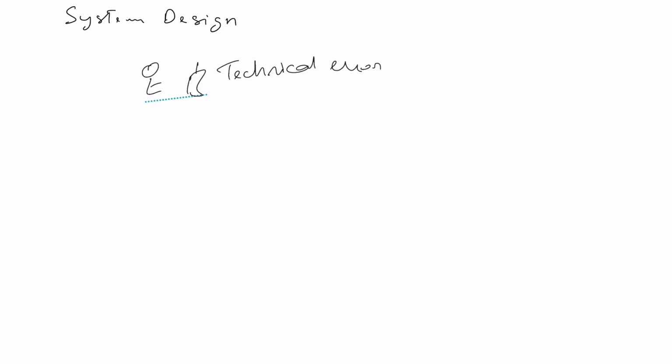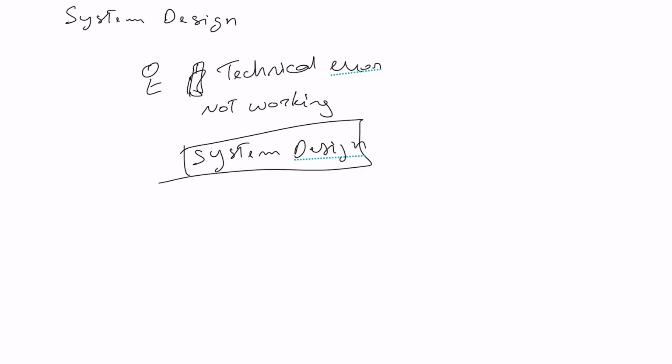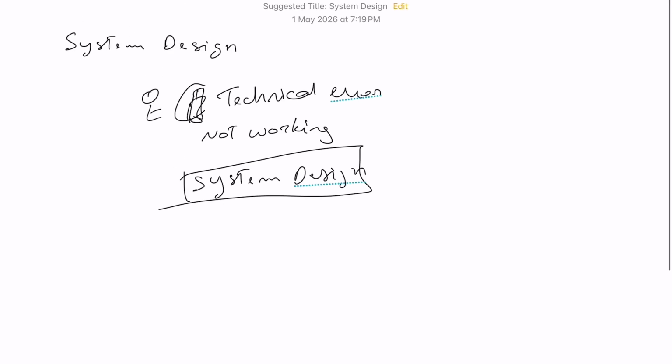Now what's happening is that this application is basically somehow not working. Okay, there can be multiple reasons for this application not working, but it is related to something called system design. Okay, which means there is some concept of system design which is responsible for this app to not work. Okay, now what is that? Well, that is what we are trying to understand, what that system design concept is basically.